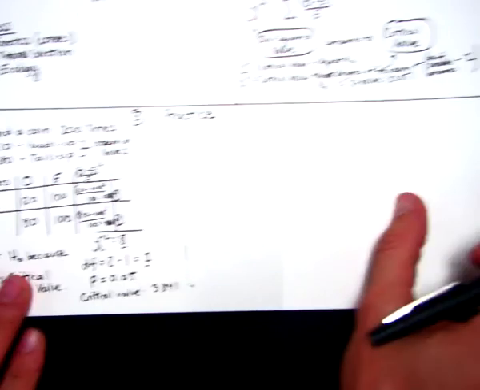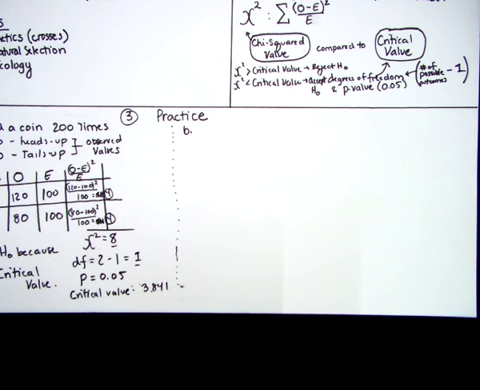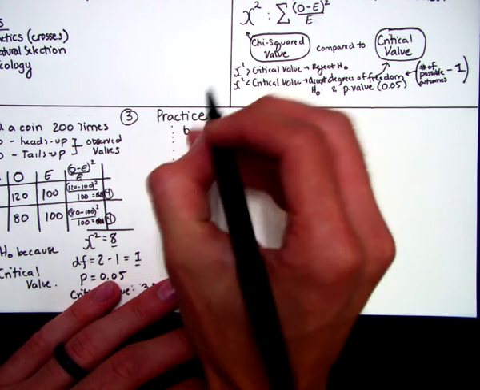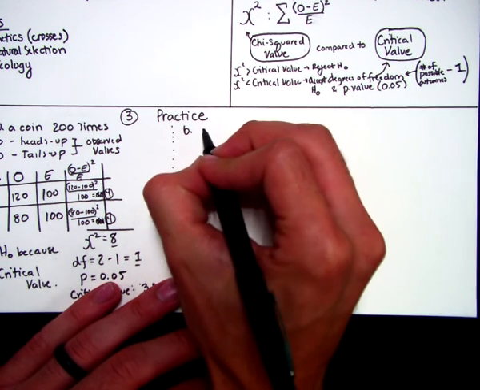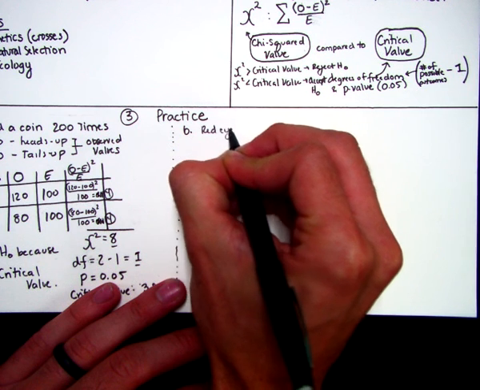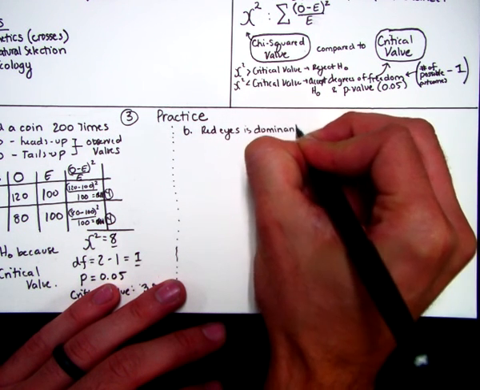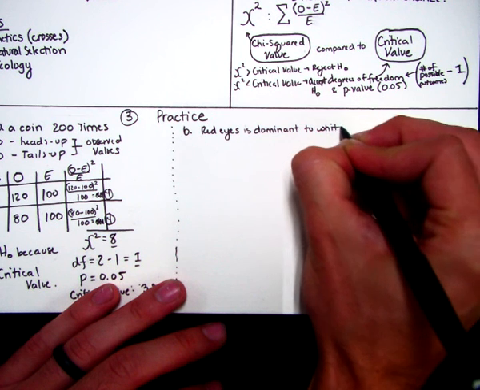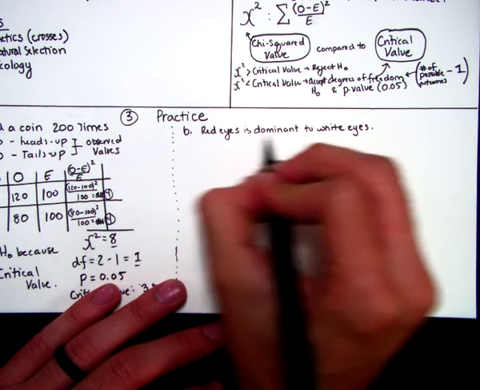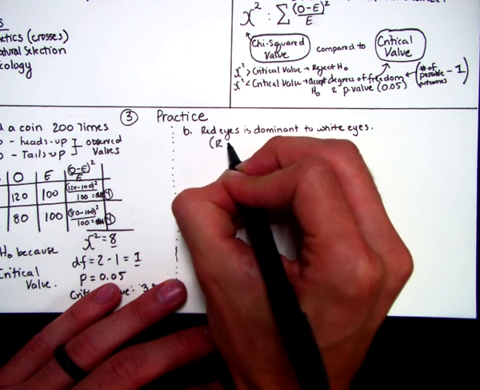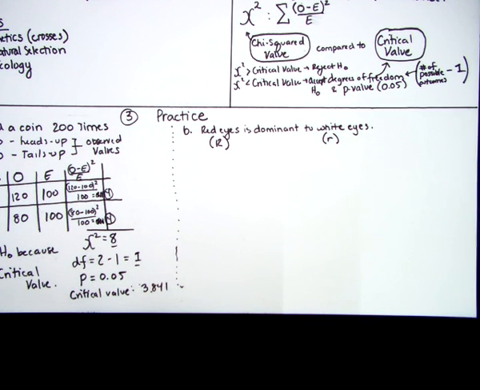So, second one. Let's do a genetics context. For this one, we're going to say that for a particular species of fly, red eyes is dominant to white eyes. Okay, and I'm going to use capital R to indicate my dominant allele and lowercase r to represent my recessive allele.